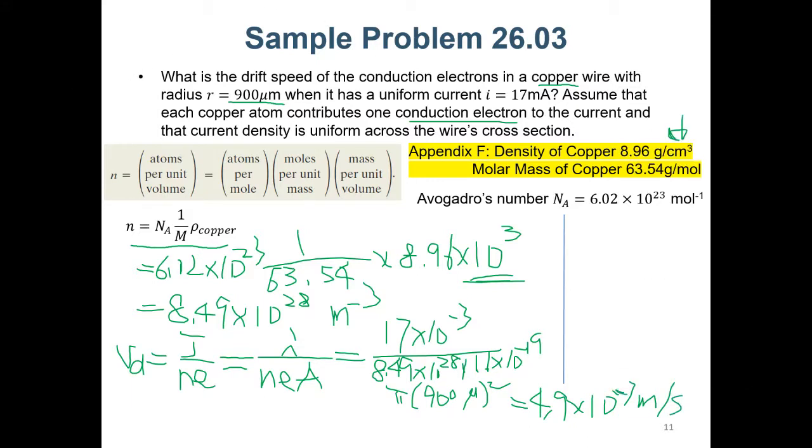So it is very, very slow, which means the electron is actually moving with this speed when the copper has a current like 17 mA. So the electron is slower than a snail. But actually, this is a practical case. Maybe you are confused how come the electron is moving that slow.